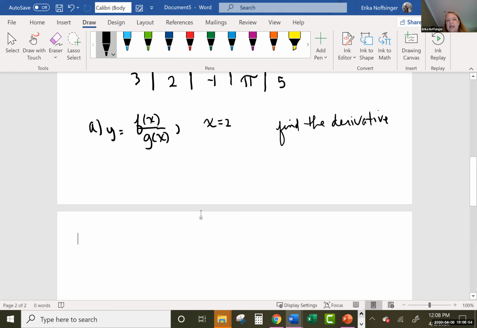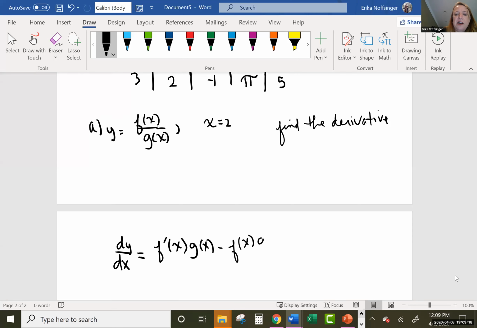And so when I take the derivative of y, I notice I'm going to have to use the quotient rule. And so dy dx, or y prime of x, another way to write it, this is equal to, well, quotient rule says take the derivative of the numerator, so f prime of x, all times the denominator, g of x, minus the numerator, f of x, all times the derivative of the denominator, g prime of x, all over the denominator, g of x squared.